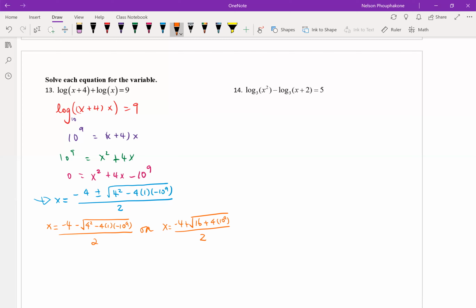So if you use your calculator to plug it in, you are going to have two answers. The first one is negative 31624.77666. Or you have x is equal to 31620.77666. Okay. Now, one thing about this is when you have the solutions, most of the time when you try to solve for log, you may need to reject one of the solutions.